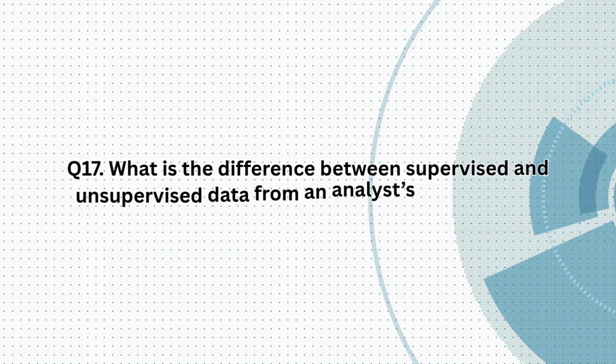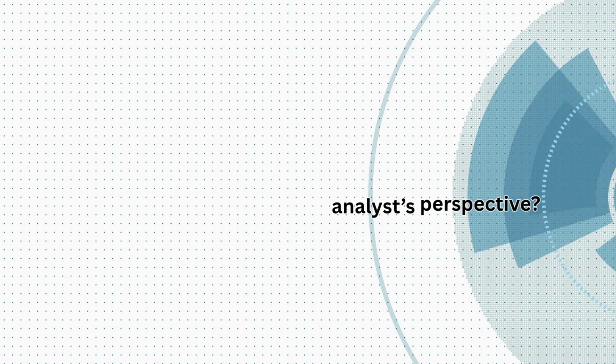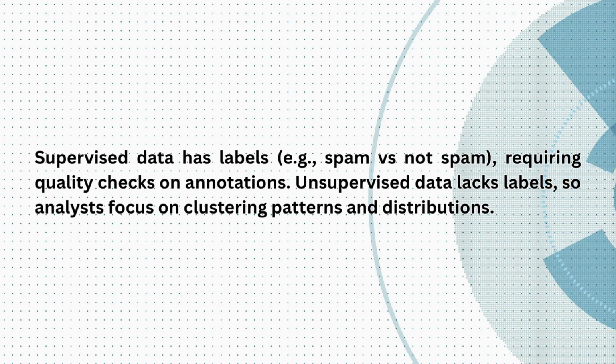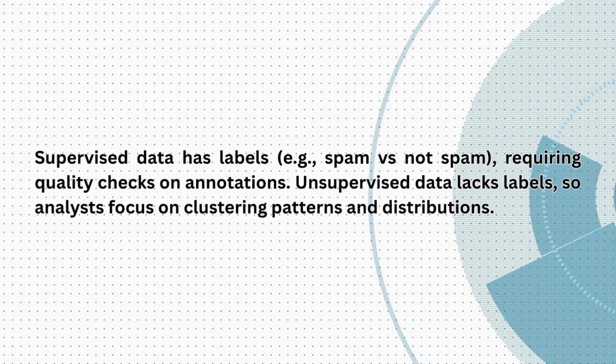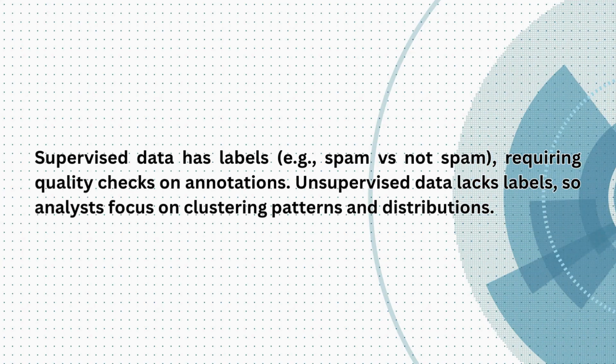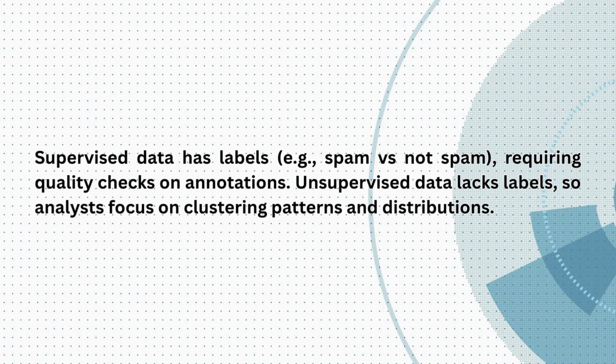What is the difference between supervised and unsupervised data from an analyst's perspective? Supervised data has labels, for example spam versus not spam, requiring quality checks on annotations. Unsupervised data lacks labels, so analysts focus on clustering patterns and distributions.